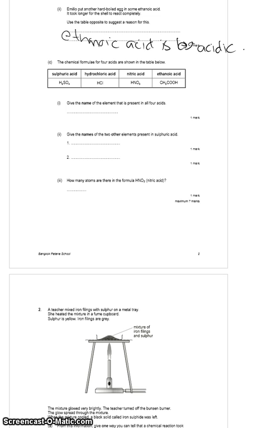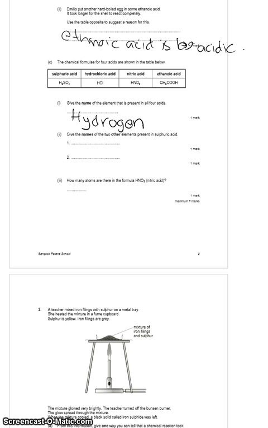So question C. The chemical formulae of 4 acids are shown below in the table. So we got sulfuric acid H2SO4, hydrochloric acid HCl, nitric acid HNO3 and ethanoic acid CH3COOH. Give the name of the element that is present in all 4 acids. So the answer is hydrogen. So remember that acids are proton donors, so they donate a proton or a hydrogen ion.